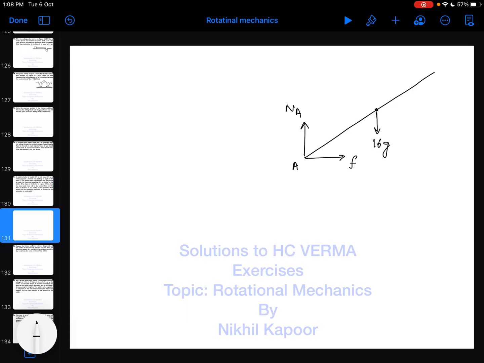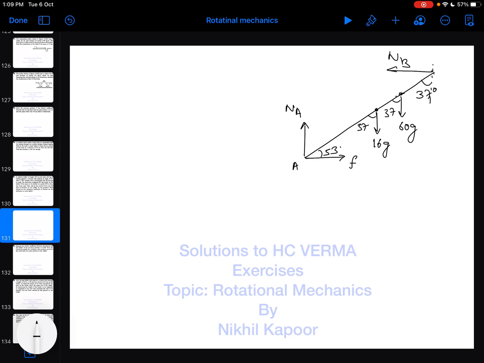Okay, 8 meter from the lower end. The complete ladder is 10 meter length. So 8 meter from the lower end would be here, and it would be 60g, while the reaction from B is acting in this direction, and this angle is given to us as 37 degree. So obviously this angle would be 53 degree, and this angle will be 37 degree. Okay, now let's start solving.